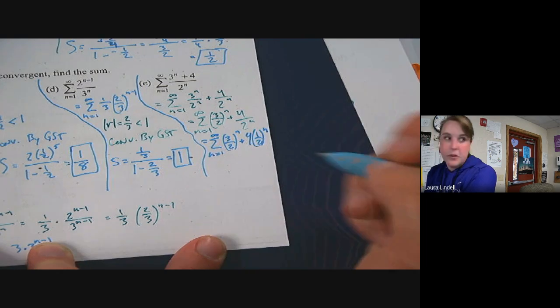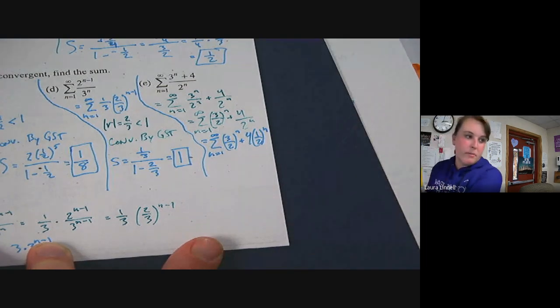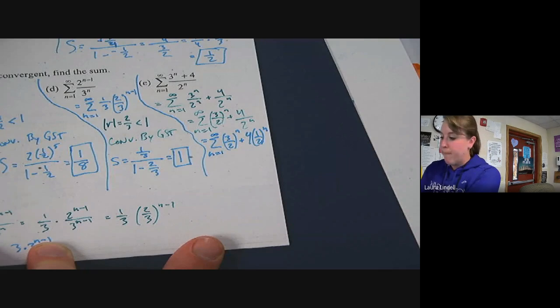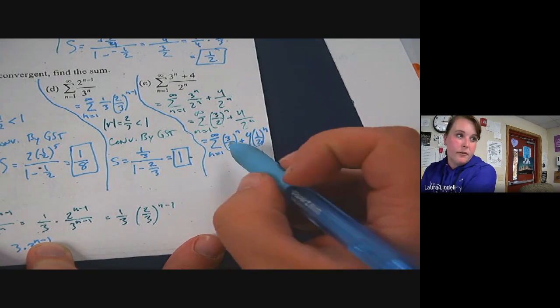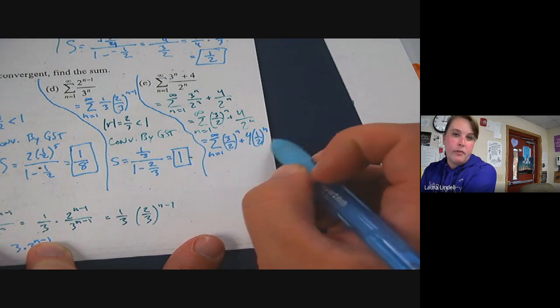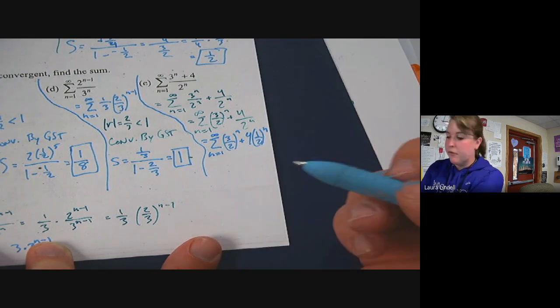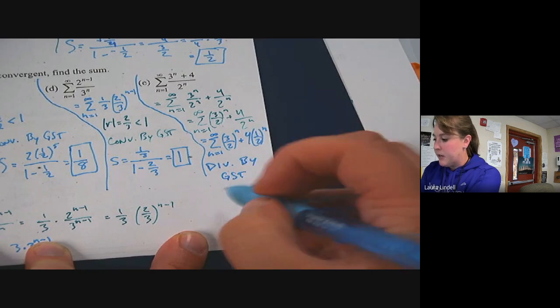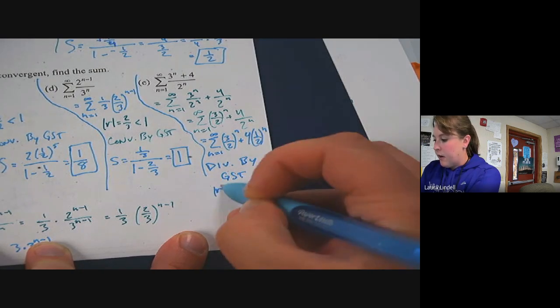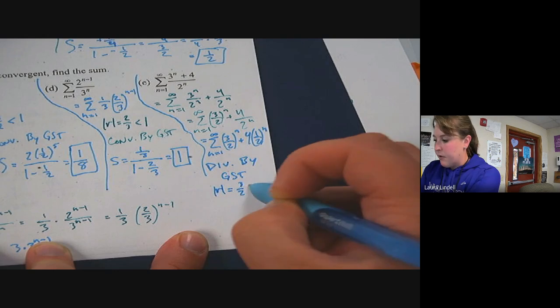So we have the sum of two geometric series here, but one of them is divergent. This one is divergent, which makes the whole thing diverge, because if this is going to infinity, if I add more stuff to it, it's just going to keep going to infinity. So this is divergent by the geometric series test because r equals 3/2, which is greater than 1.